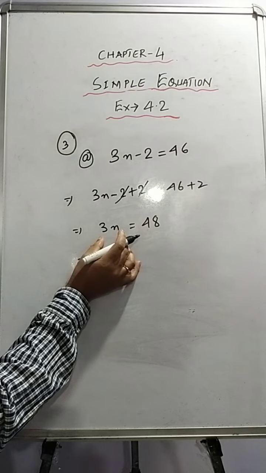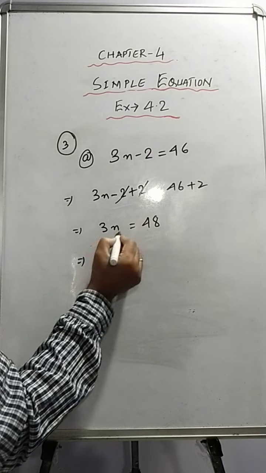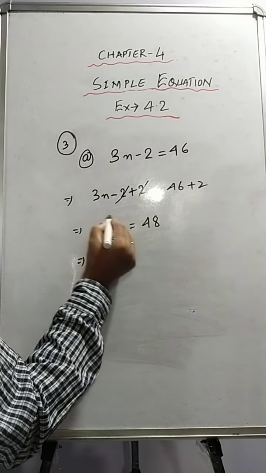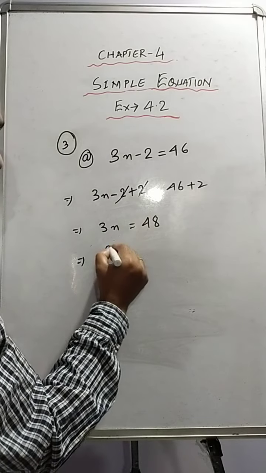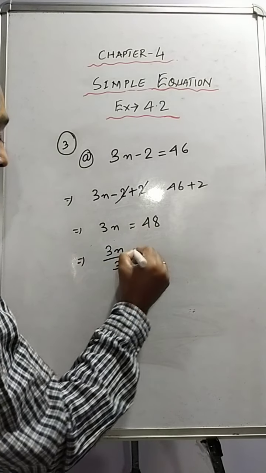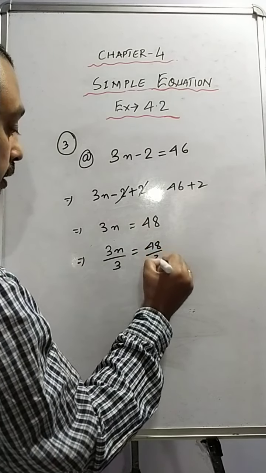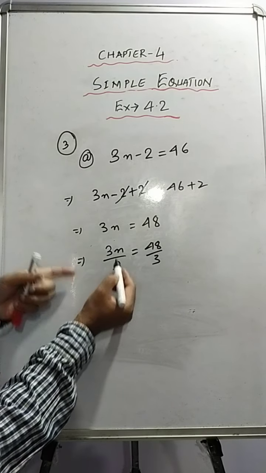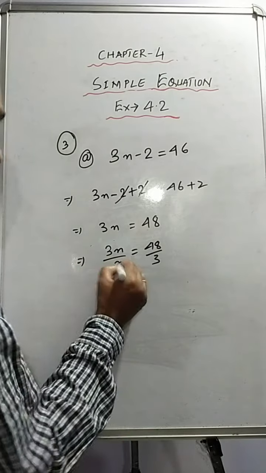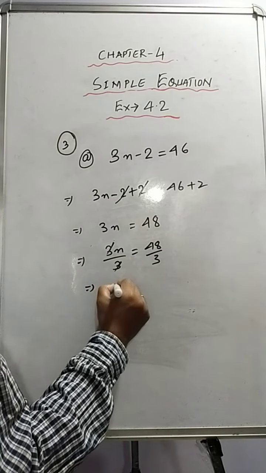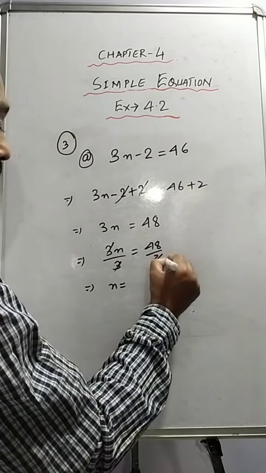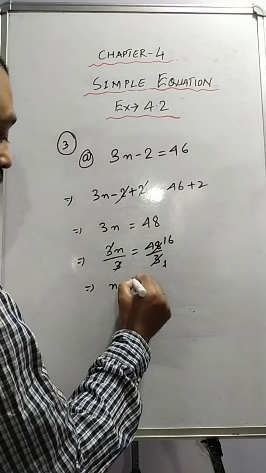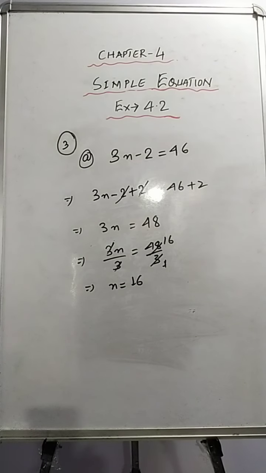Now, how to do this? Now this term, if you have to remove this 3, then this whole term needs to be divided by 3. 3n by 3 is equal to 48 by 3. You have to divide 48 by 3 also, because we are doing the same thing on the left hand side. Same thing you have to do on the right hand side. So this 3 will be cancelled. So n would be equal to 3 1s are 3, 3 16s are 48. So your required answer is 16.